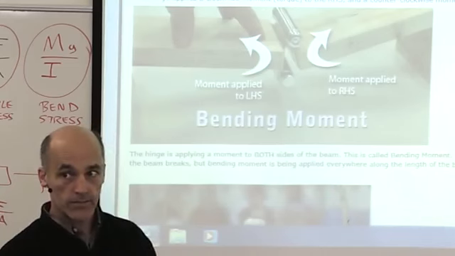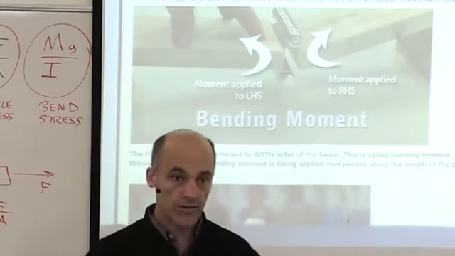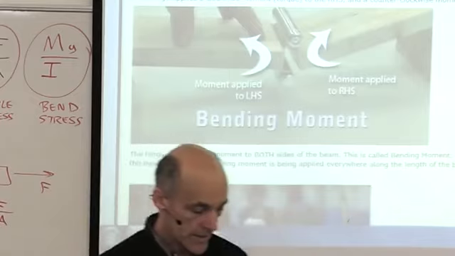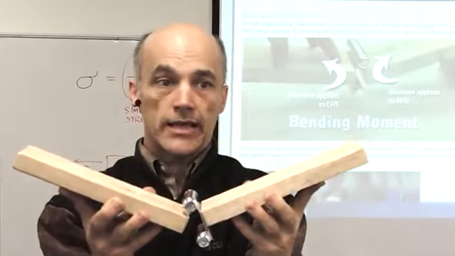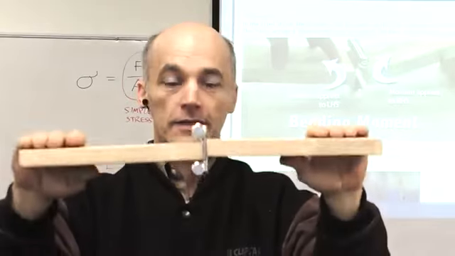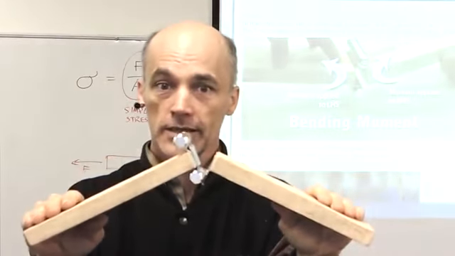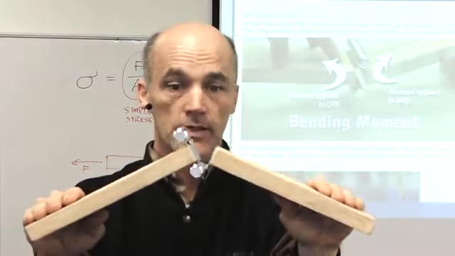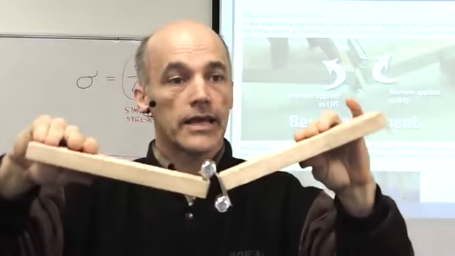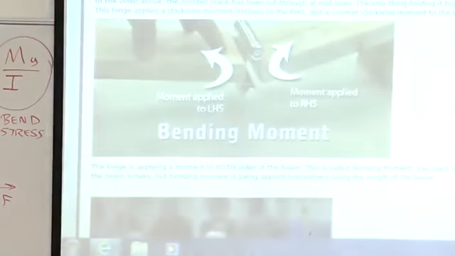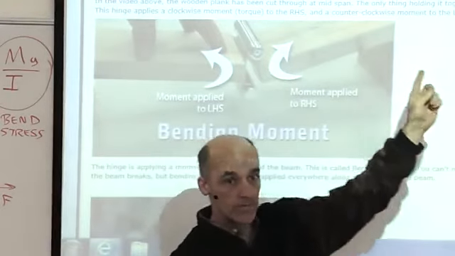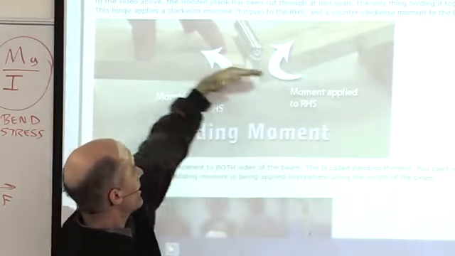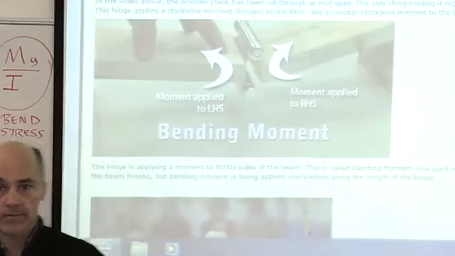So how do we know which one? Is it the plus or the minus? How do we decide which one's positive, which one's negative? We're going to treat anything that causes sagging as a positive bending moment. Anything that causes hogging, that's called negative bending moment. Hogging, negative, sagging, positive. So we don't worry about what's left or right-hand side. We just say if it's doing a sag, that's a positive bending moment. If it's doing a hog, that's a negative bending moment.